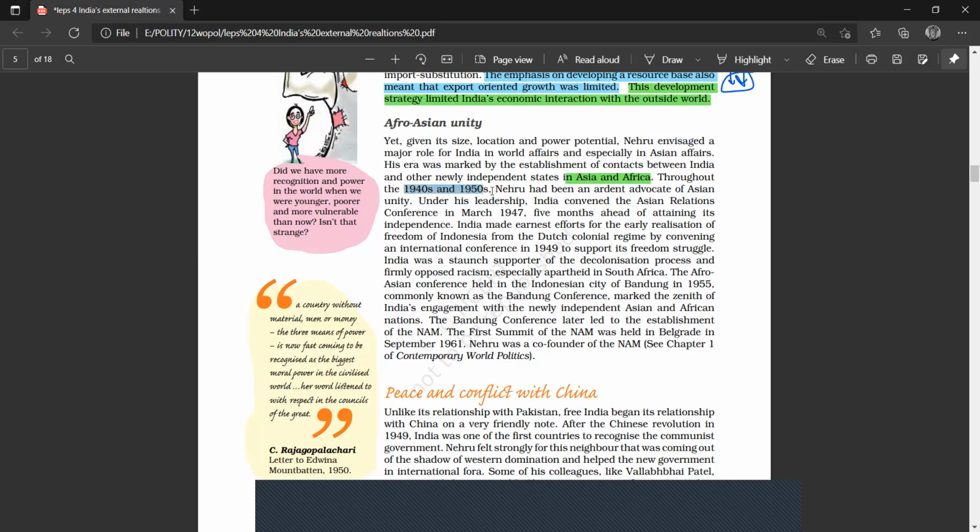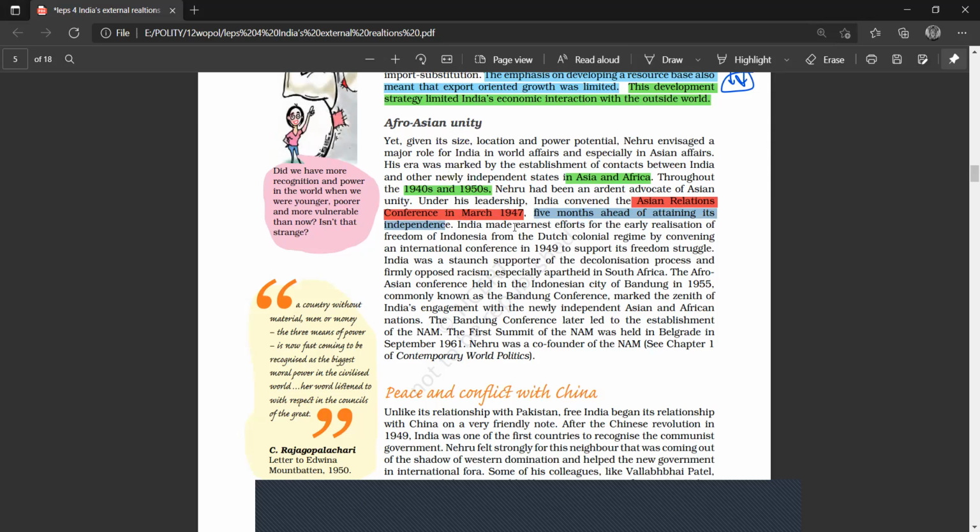Throughout the 1940s and 50s, Nehru had been an ardent advocate of Asian unity. Under his leadership, India convened the Asian Relations Conference in March 1947, an important date to remember, 5 months ahead of attaining its independence.